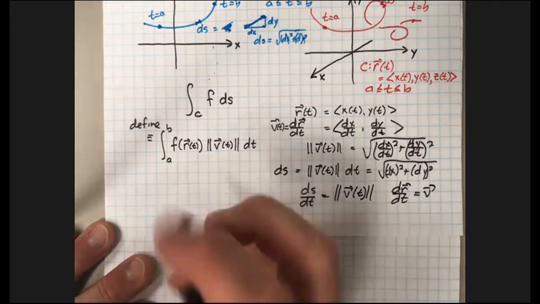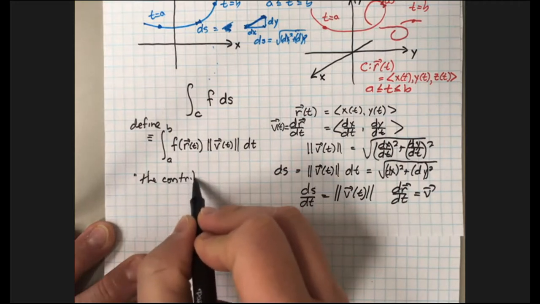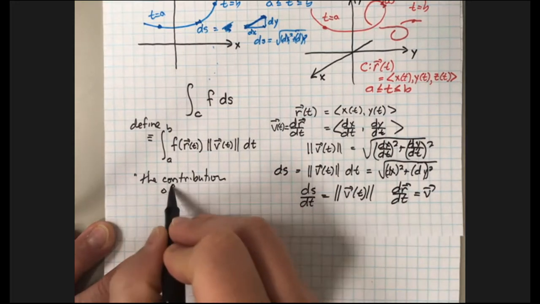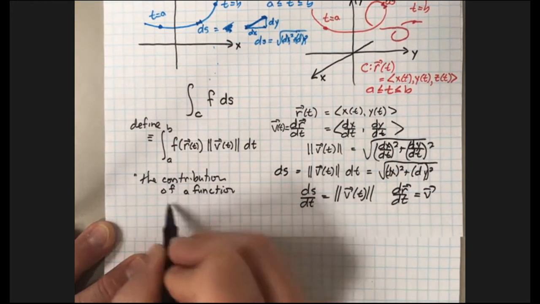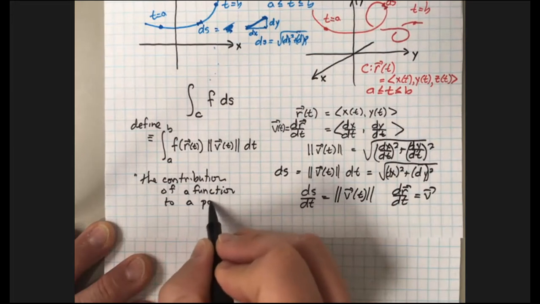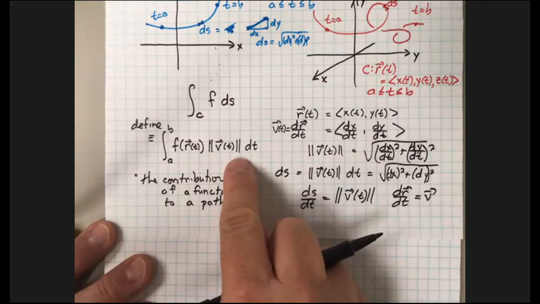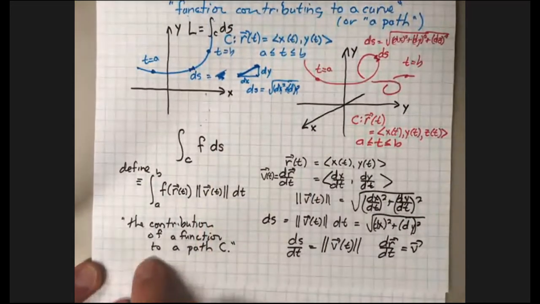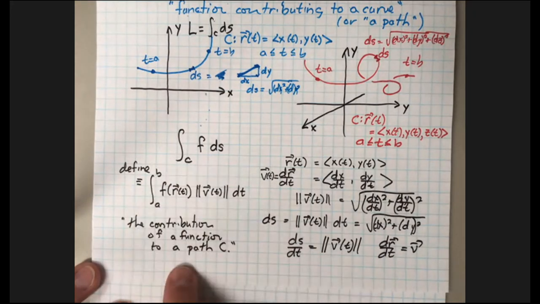So now I've defined the contribution of a function to a path. And notice this has nothing to do with two or three dimensions. This could work for either one of these pictures. So this is a very general and universal thing. Okay, now we're going to extend this as we go along, but let's first do some example of what contribution of function to path might mean.